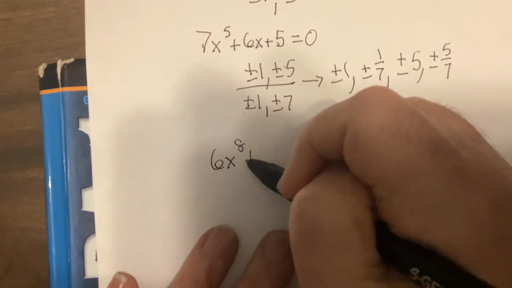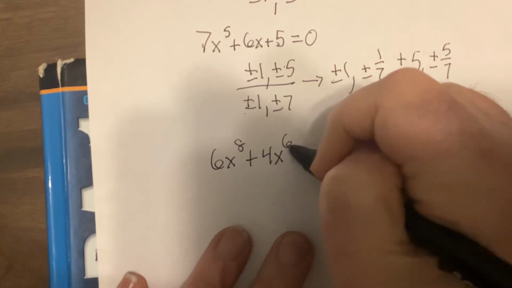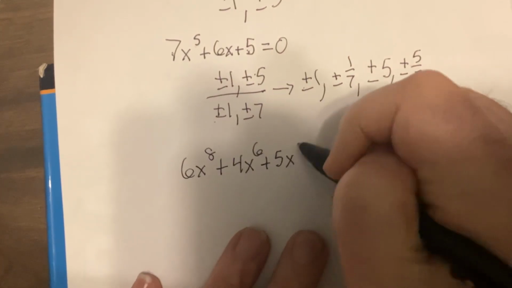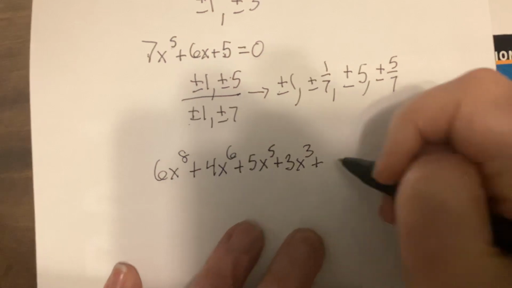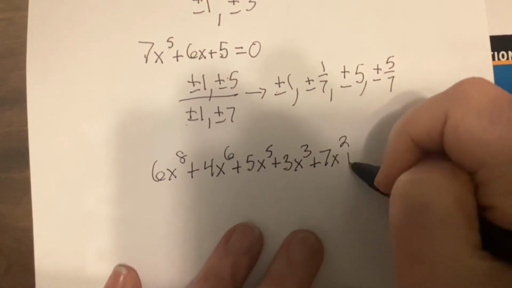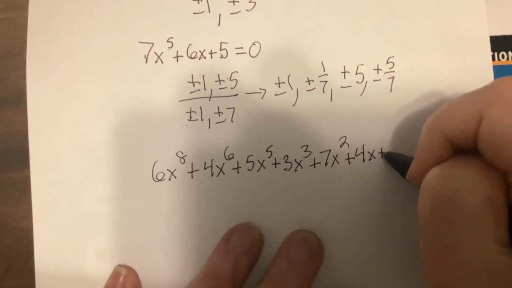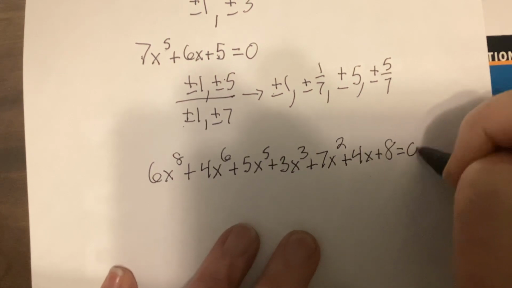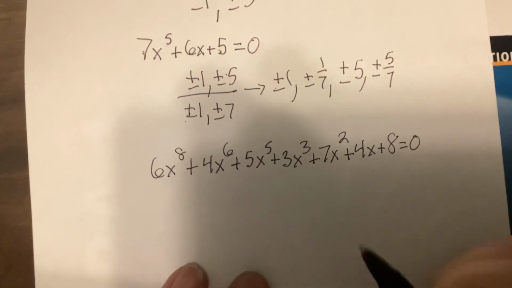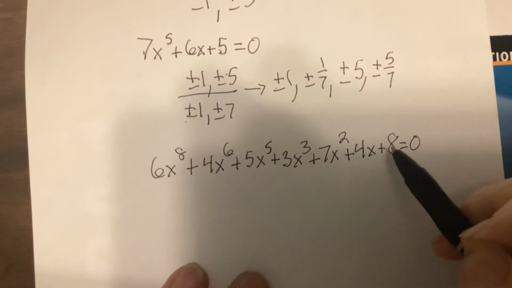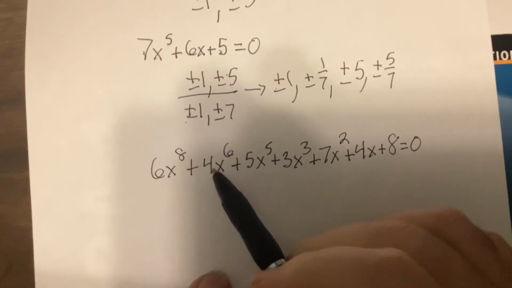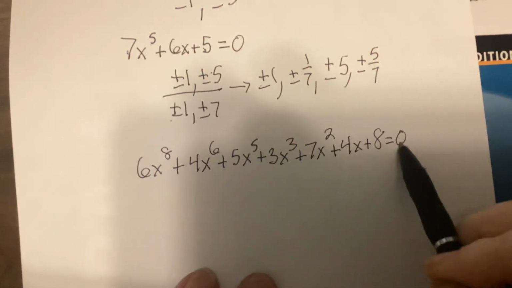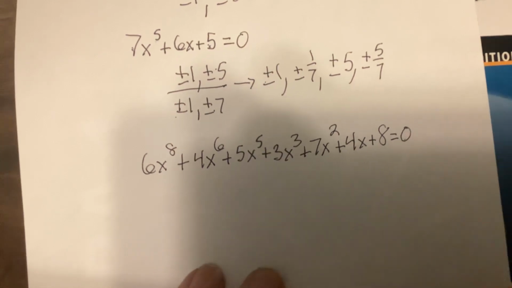6x to the 8th plus 4x to the 6th plus 5x to the 5th plus 3x to the 3rd plus 7x squared plus 4x plus 8. And this will be my last one. Now, since there's only plus signs, I know that a positive number could not be a rational answer because when you're adding positive numbers, it can never get you to 0. You have to have at least a negative or a minus in there somewhere.